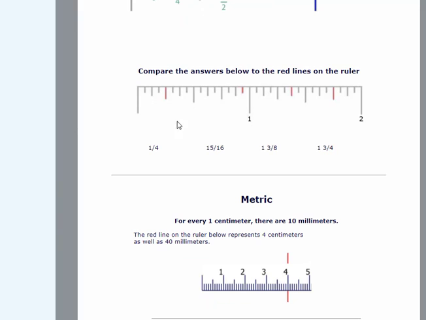Now here we have some examples. 1/4 would be this area right here. This area would be 15/16. This would be 1 3/8 because you've passed the 1-inch point. So it's 1 inch plus, you have 1, 2, 3, there's the 3, 4, 5, 6, 7, 8. So it's 3 out of 8. And this is 1 3/4. It reduces down to 3/4.